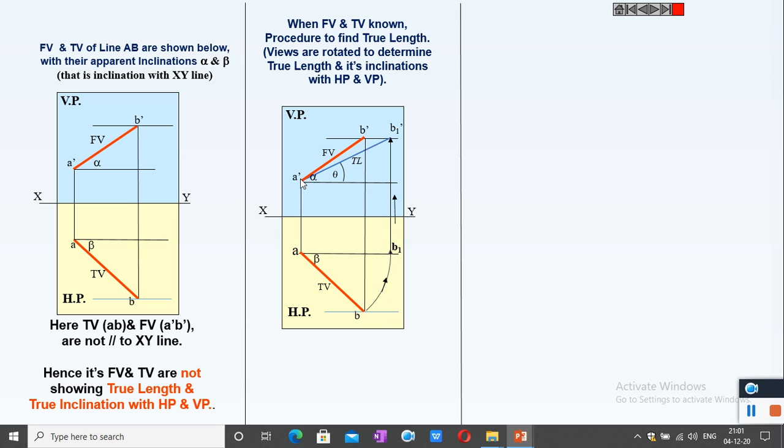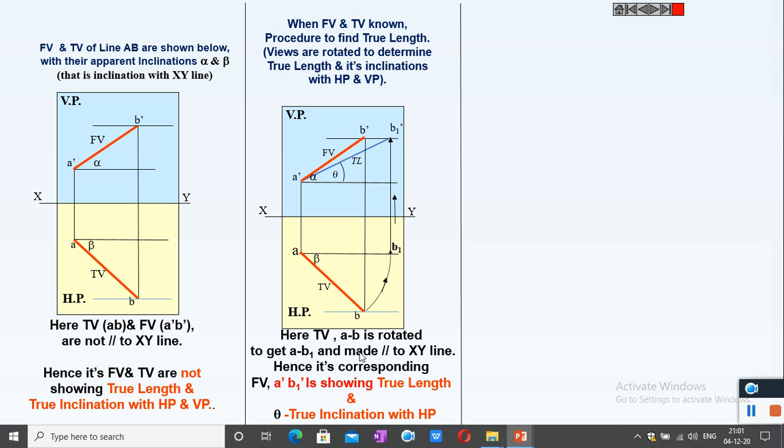I repeat. With A dash B dash, you draw an arc to cut the locus of A dash. From there, drop a line to meet the locus of B, so that A B2 will give the true length of the line and inclination of the line with VP.